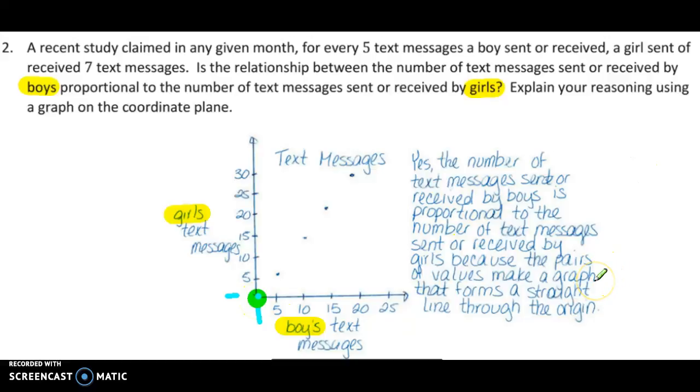All right, it is a straight line. It will go through the origin. 0, 0 is a valid ordered pair.